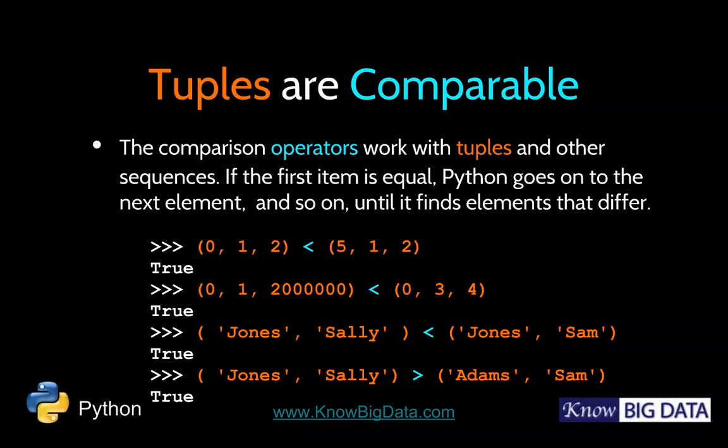While (0, 1, 2000000) is still less than (0, 3, 4). Why? Because 1 is lesser than 3. So the first element of a tuple is the most significant one while comparing a tuple with another tuple. All right?